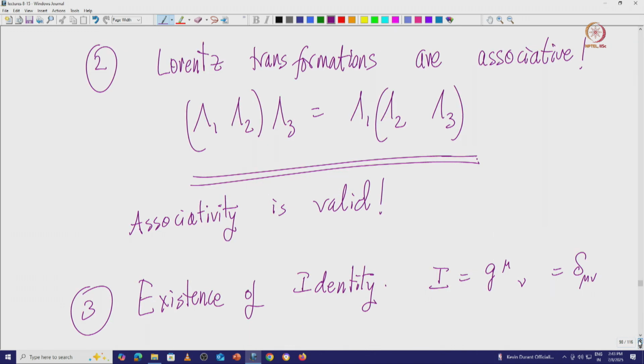associativity. Associativity is simple because the Lorentz transformations may not be commuting with each other, as we will see with the generators in a second, but they are associative, because it does not matter whether you multiply lambda 1 lambda 2 first and then with lambda 3, or lambda 1 into lambda 2 times lambda 3, as long as the order is the same.